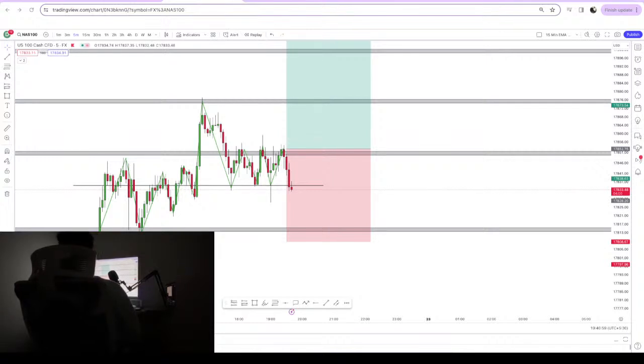So if we have an engulfing candle at any point, we can think of an entry, but not right now.